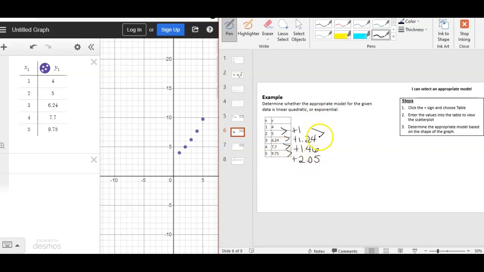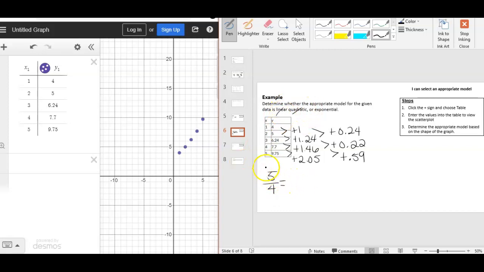So if I look at my second differences here, I have a difference of plus 0.24. Here I have 1.46 minus 1.24, which gives me 0.22. And then I have 2.05 minus 1.46, which gives me 0.59. So my second difference isn't actually always the same because that 0.59 kind of throws it off. Let's look at if the ratios are the same. Okay, so I'm thinking not linear, not quadratic.